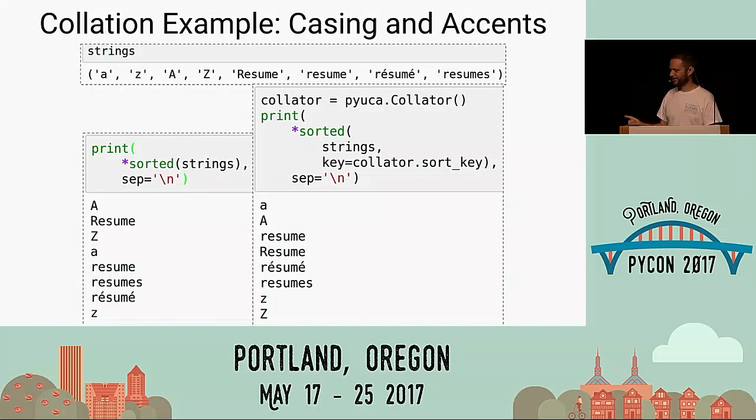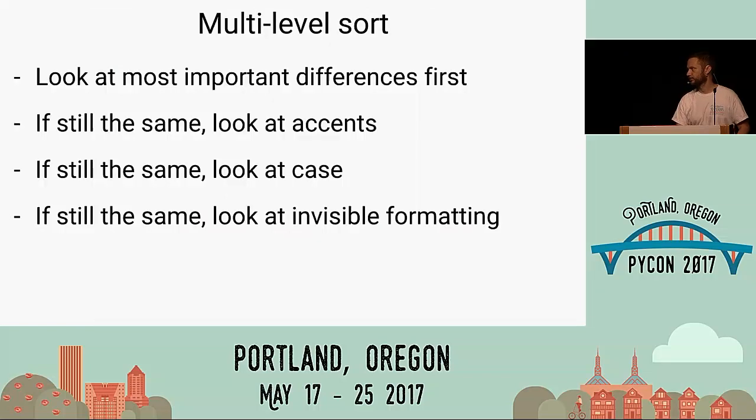Getting there is a little complicated, though. And in order to do that, it's not just a matter of defining a sort key. We need to define a multi-level sort key. And that's what UCA does. Essentially, we're saying we're going to look at the most important differences first. We're going to ignore case. We're going to ignore accents and other things. And if 2 strings are the same at that level, then we're going to look at the accents and use that to distinguish them. And if they're still the same, then you look at case, and you fall back on looking at invisible control characters if you have to.